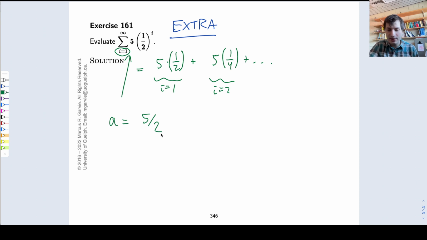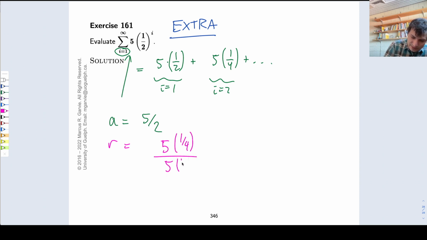The common ratio is the ratio of any two terms. That really is 1/2. And if you wanted, it's not b, it's r. Let's call it r. If you wanted to be careful, you could do the ratio of two terms: 5 times 1/4 divided by 5 times 1/2, the ratio of the second to the first term, to get that the ratio is 1/2. So the first term is 5/2. The common ratio is 1/2.